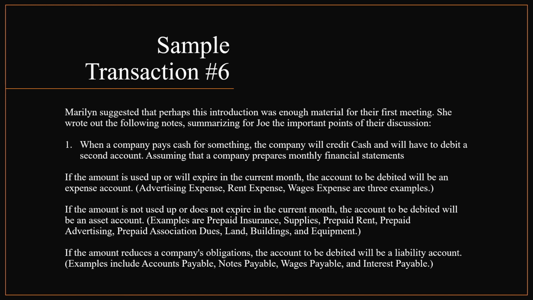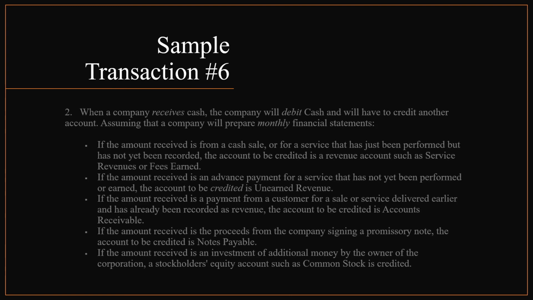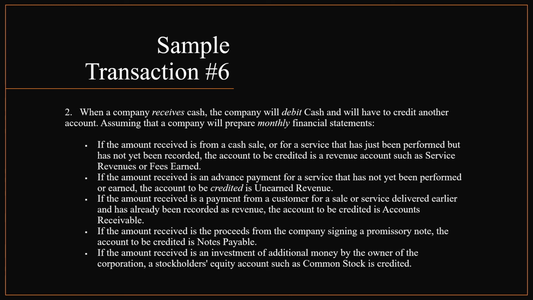If the amount reduces a company's obligations, the account to be debited will be a liability account. Examples include accounts payable, notes payable, wages payable, and interest payable. 2. When a company receives cash, the company will debit cash and will have to credit another account. Assuming that a company will prepare monthly financial statements.